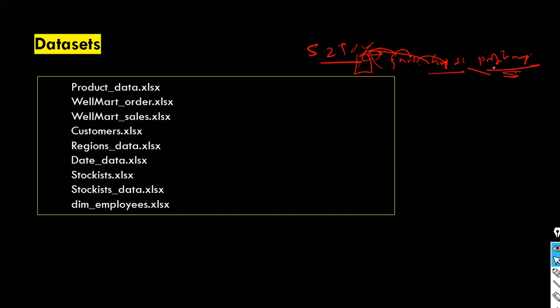How did we arrive at the cost of goods sold? How did you arrive at the formulas? They will check it. The source-to-target document gives you the end-to-end picture from the OLTP till your reporting. What are the formulas used? For those formulas, what are the columns used? Those columns come from which table and which source system; everything is documented here. And these are the datasets that are available.